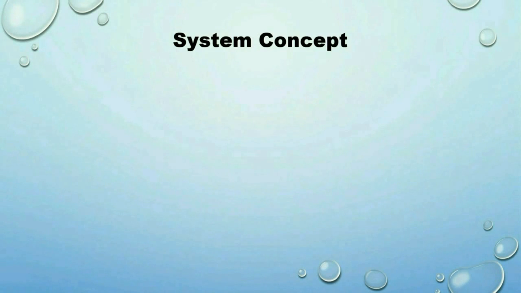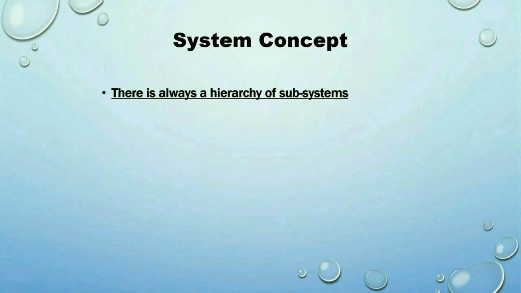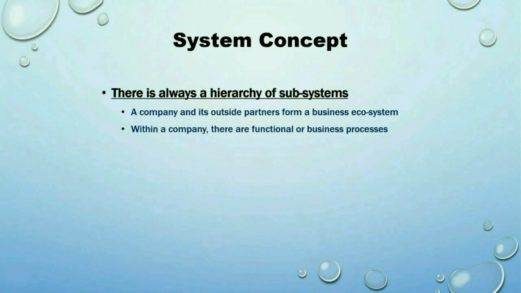There are several key points I want to review about the system concept. First, we should recognize that there is always a hierarchy of subsystems. Now, we cannot consider the whole thing as one system because then we cannot parse it and analyze it. So, for example, a company is a subsystem inside a business ecosystem. Together with many business partners, which are also subsystems, they form a business ecosystem. And within the company, there are many functional departments or business processes that together constitute a system as a company.